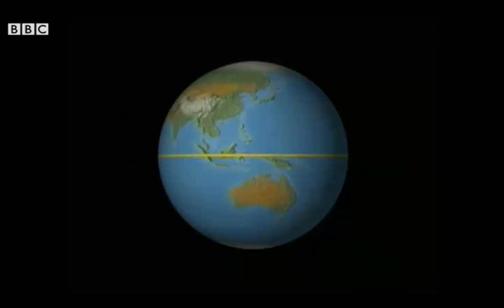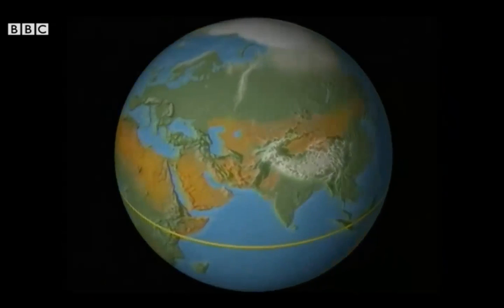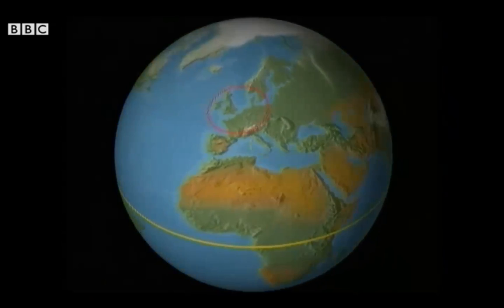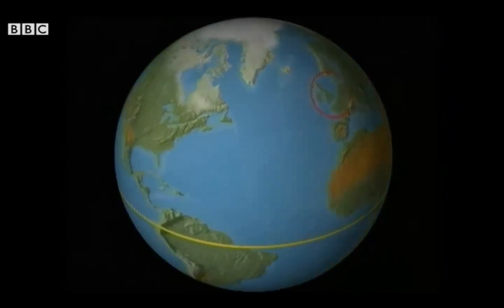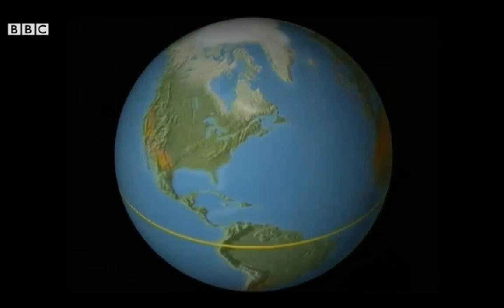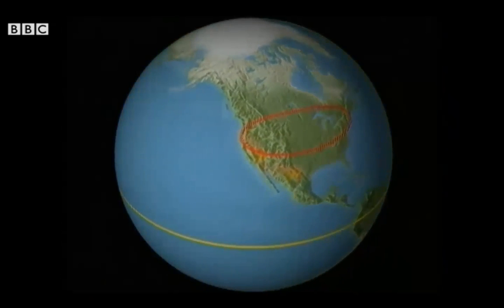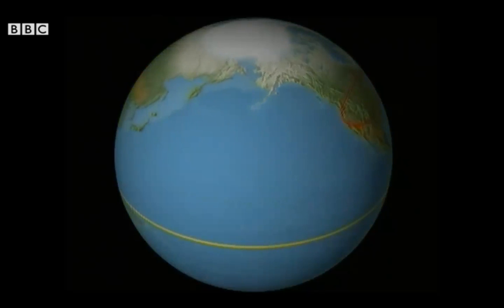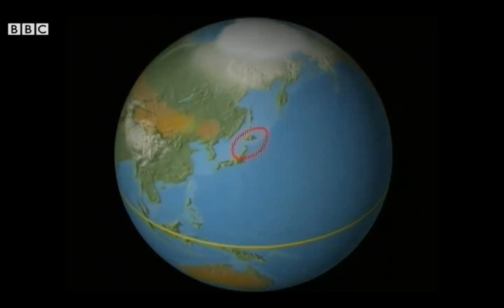Places slightly further south from the Arctic and slightly closer to the equator have a temperate climate. We're in northwest Europe, which has a temperate climate, with warm summers and cool winters with snow. If we cross the Atlantic, we find a temperate climate in parts of North America. And then as we cross the Pacific, we find a temperate climate in northern Japan.